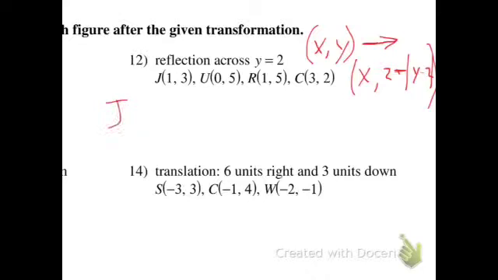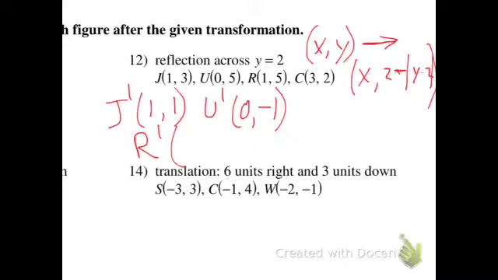So basically, J prime: x is still the same, 3 is 1 more than 2, so you have to go 1 less than 2 to get your new y value. U prime: x stays the same, 5 is 3 more than 2, so you have to go 3 less than 2 to get your new y value, and that's going to be negative 1. R prime: x stays the same, 5, again 3 more than 2, so you go 3 less than 2, negative 1, just like on U prime. And C prime: x stays the same, and 2 is the same as 2, so if you reflect over that, you get the same thing, so 2 is still going to be there.